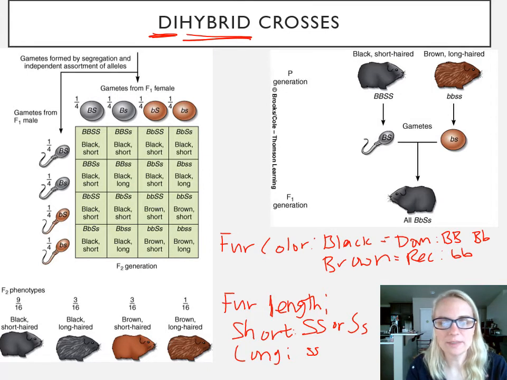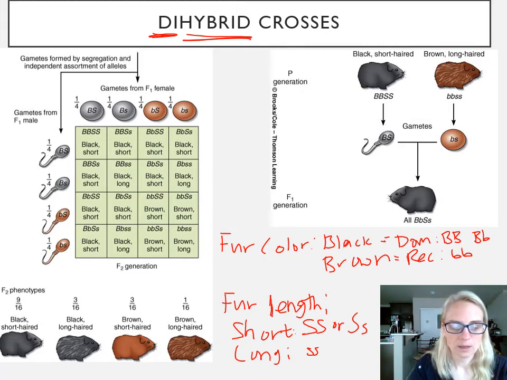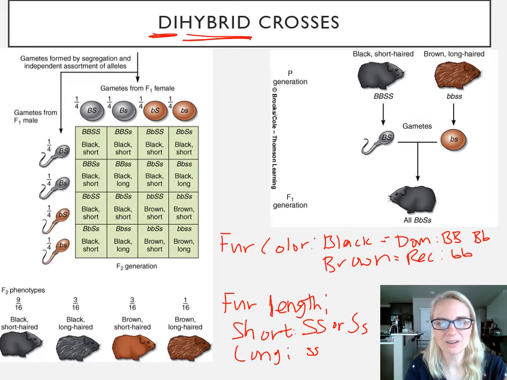Jot that down. I'm going to have to erase it because I don't have a lot of room. So keeping track that for fur color, black is dominant, brown is recessive, and these are the genotypes that go along with those traits. For fur length, short is dominant, long is recessive, and those are the genotypes that go along with these traits. Okay, so pause if you want to jot those down because I'm going to erase them.